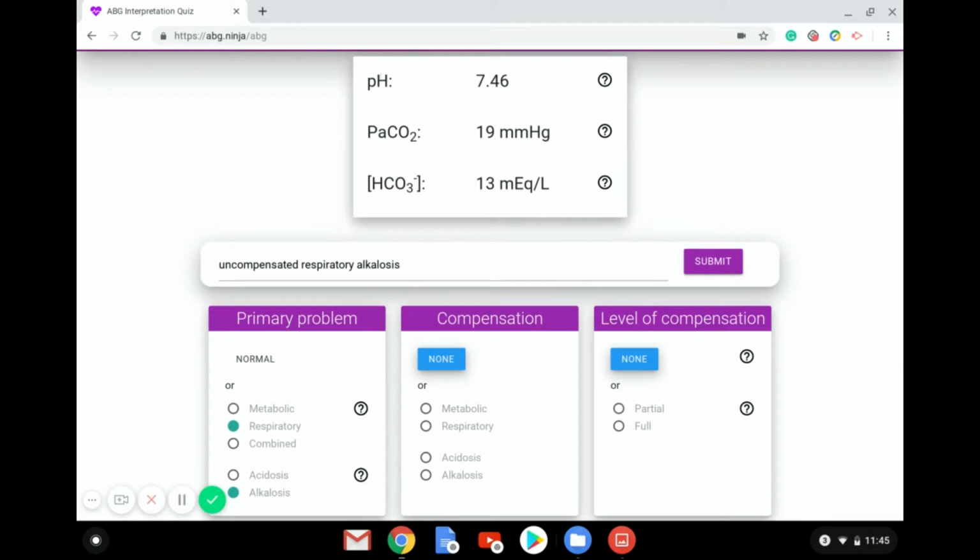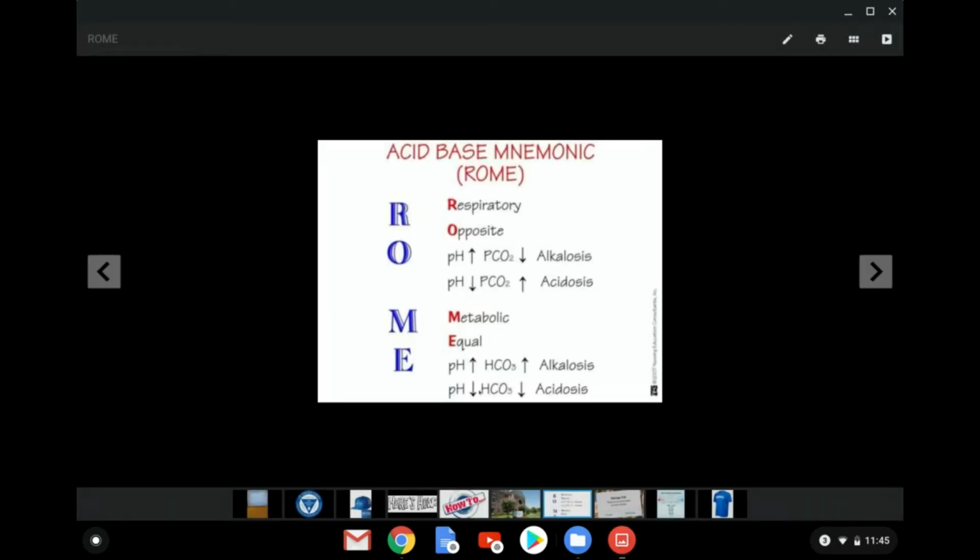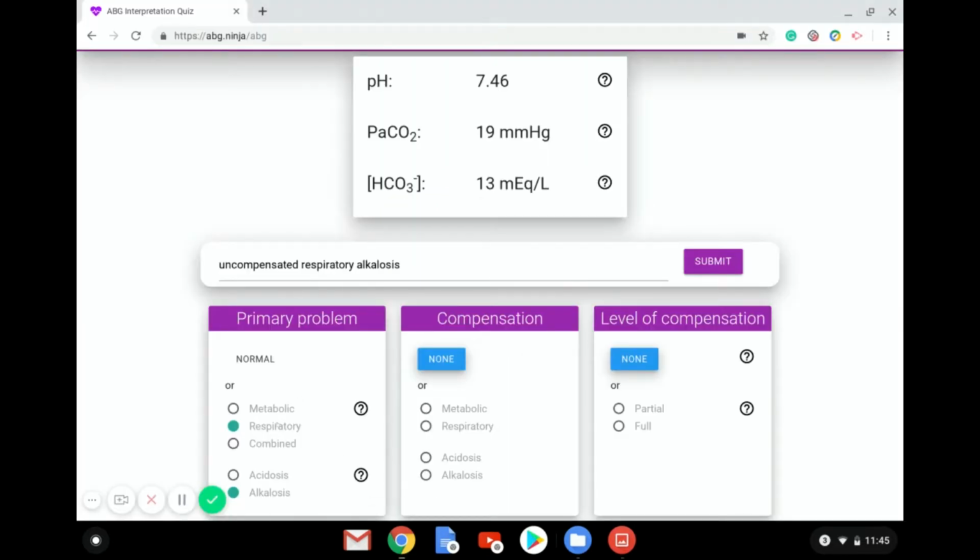We always want to look at the pH also with respect to the concentration of bicarbonate ion. And we see that this is up while the bicarbonate ion concentration is down. So those are not equal. They are not going in the same direction. And since they aren't going in the same direction, it can't be metabolic. The primary problem is respiratory alkalosis.